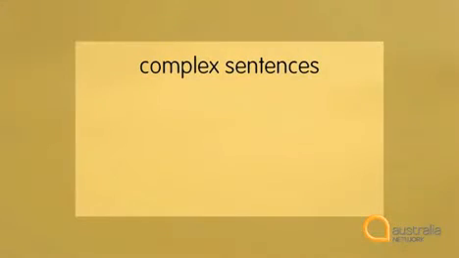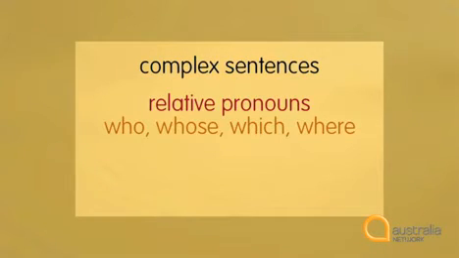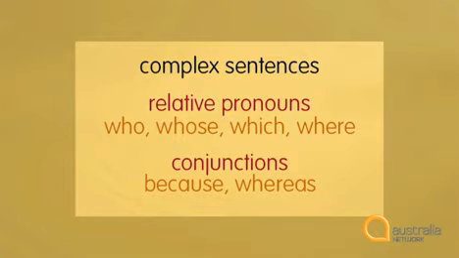We can form complex sentences in two ways. We can use relative pronouns, who, whose, which, where, or we can use conjunctions like because or whereas. When writing or speaking, it's important for you to practice using a variety of sentences. You'll need to use simple, compound and complex sentences.